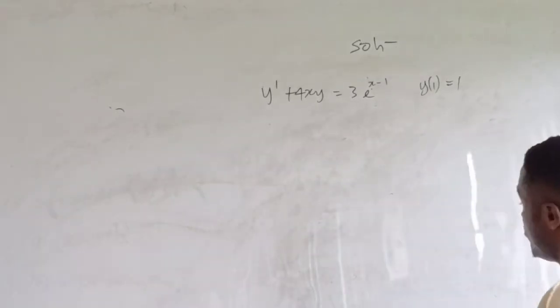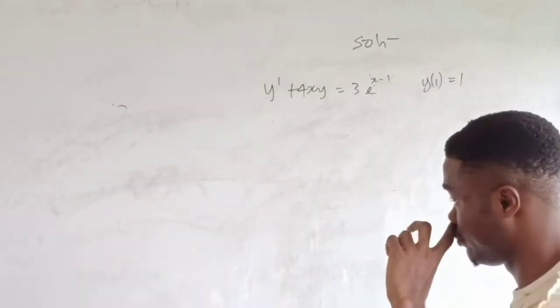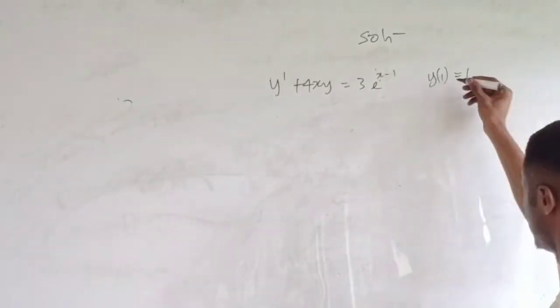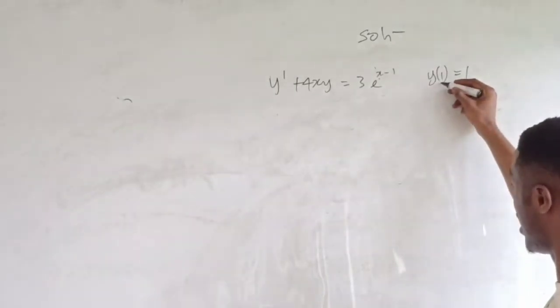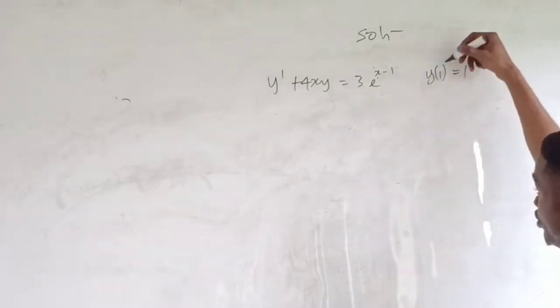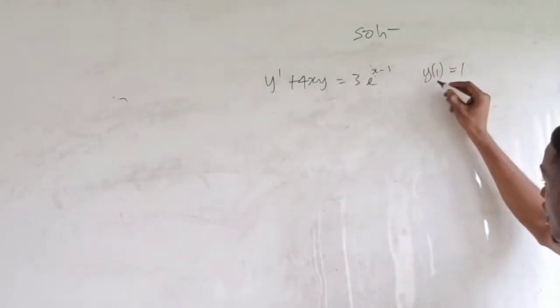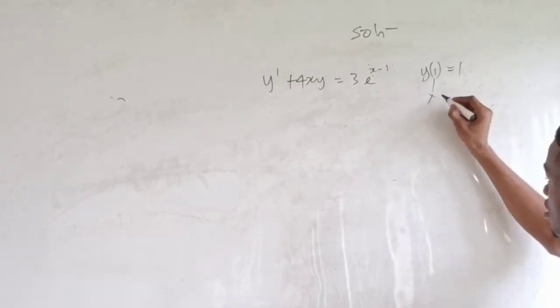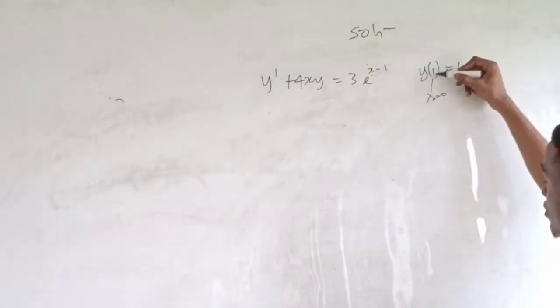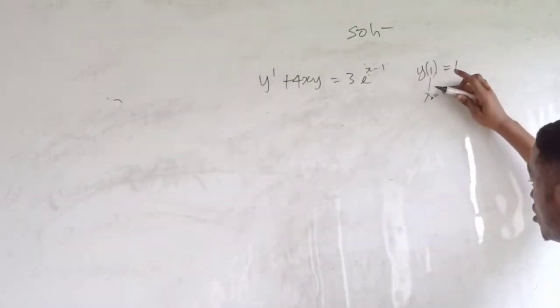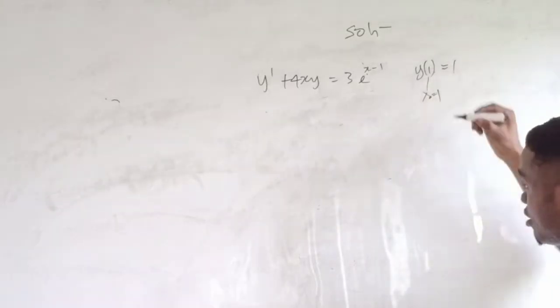As I explained earlier in the first video, the value of your x in this situation comes from the initial condition of your y. So here our x naught is equal to 1, and y of 1 is equal to 1.